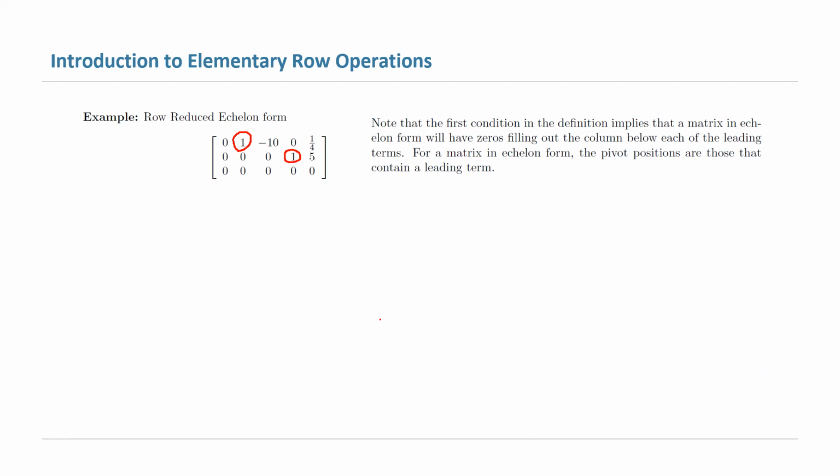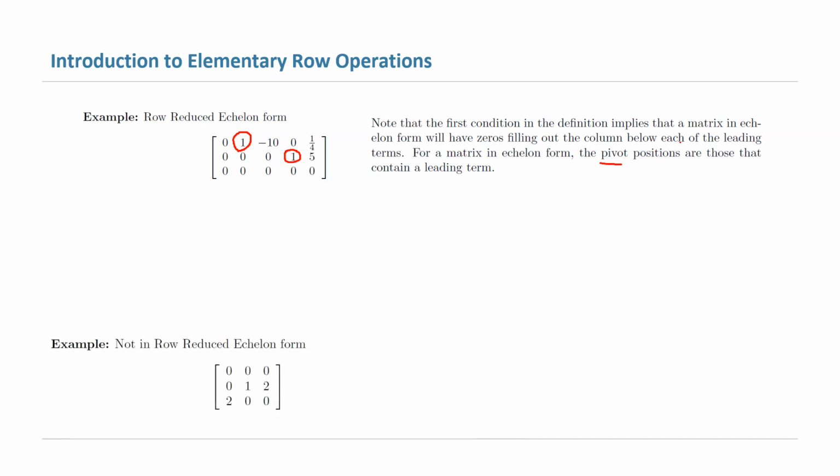Note that the first condition in the definition implies that a matrix in echelon form will have 0s falling below each of the leading terms. For a matrix in echelon form, the pivot positions are those that contain a leading term. So when you hear pivot position, it means that you are working with non-zero leading terms.